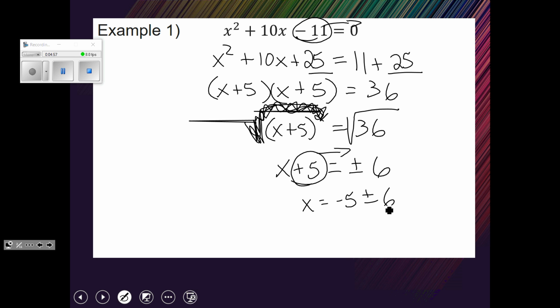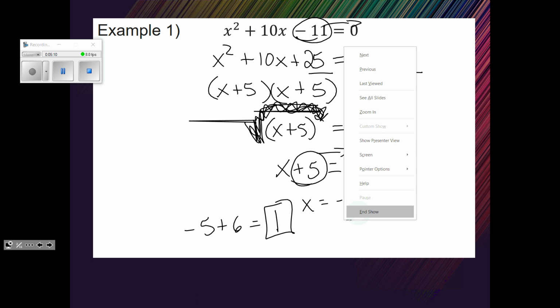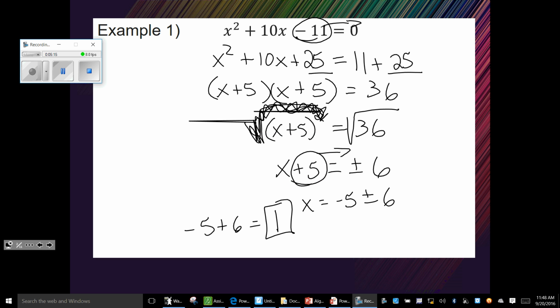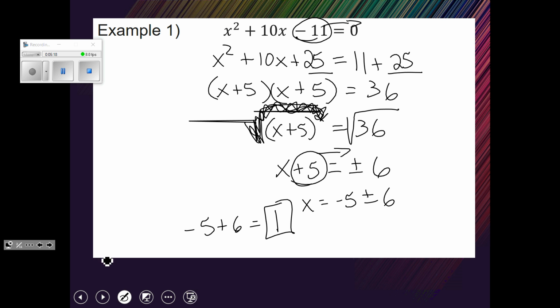And can you continue on with this one and actually find your two answers? Sure. Negative 5 plus 6 would be 1. So that's one answer. And negative 5 minus 6 would be negative 11. And those would be your two answers.